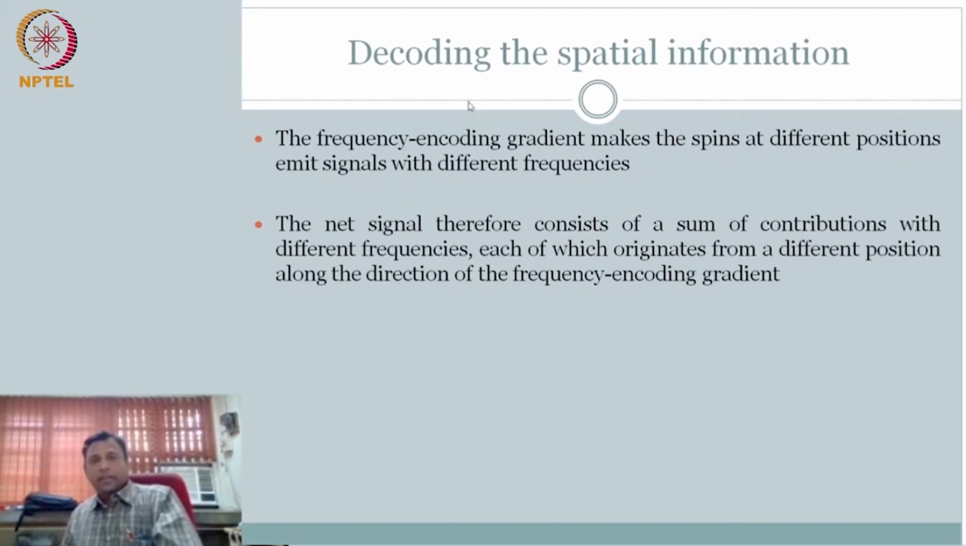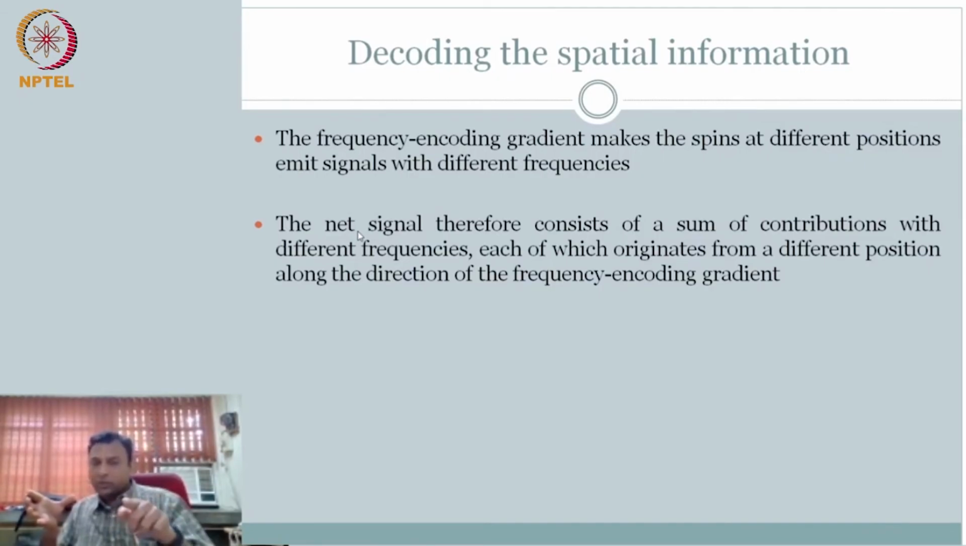So when you're going to decode the signal information, the frequency encoding gradient makes it possible because different locations in X are going to have different frequencies. So let's read the English form of the signal that we are acquiring and then look at it from physics and then go into the mathematical understanding of it. What we are saying, in other words, is the net signal now consists of a sum of contributions of different frequencies. Why are there different frequencies?